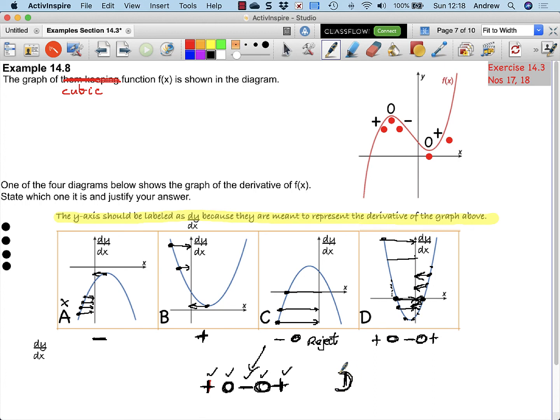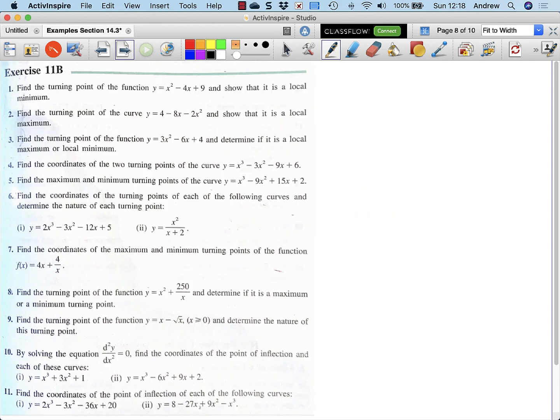By the way, I moved the pictures around. It's not identical to the example in the textbook, because D was at the front and you get the answer too quickly without the reasoning. So that's the way I do it. It's fairly simple. You need to be doing question number 17 and number 18. And that, I think, is the end of the video.